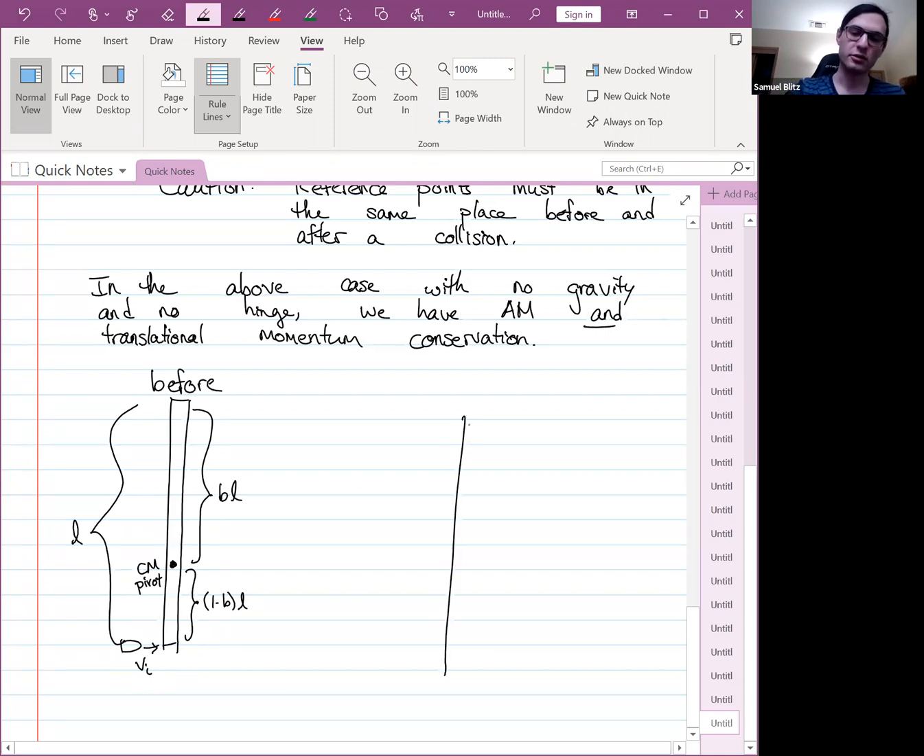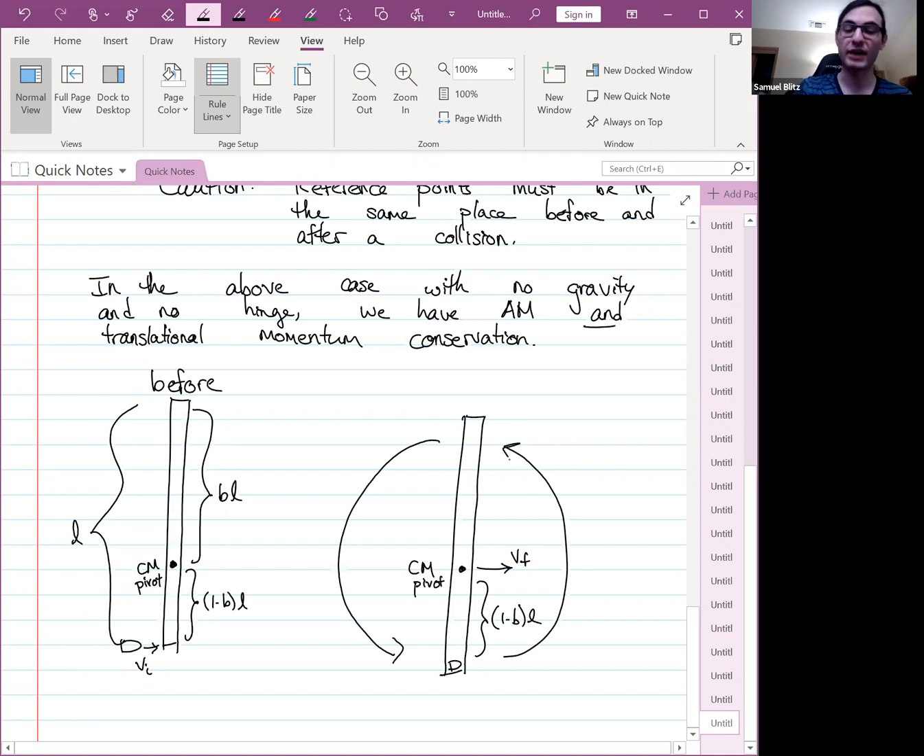After the collision, the instant after the collision, so before it's actually started moving, but it has a velocity, the bullet is lodged in here. We have our center of mass still. Our center of mass now has some velocity, which we'll call VF. This is the pivot. Again, this distance is 1 minus B times L. But now the whole thing is rotating about that center of mass, as well as moving. So it's both spinning and moving, right? And we'll call the rate at which it's spinning omega.